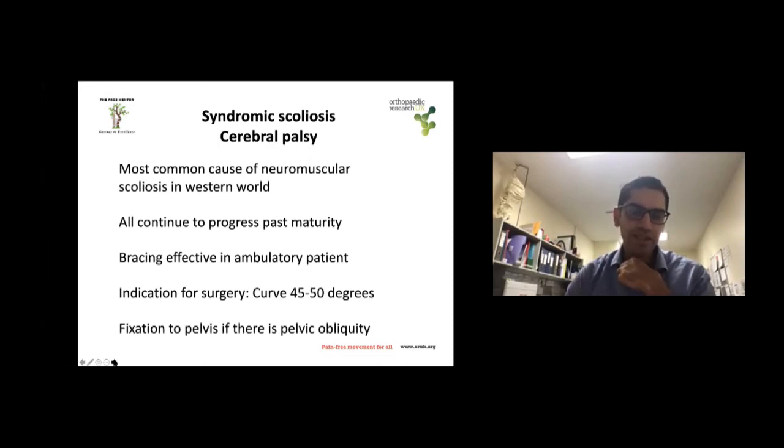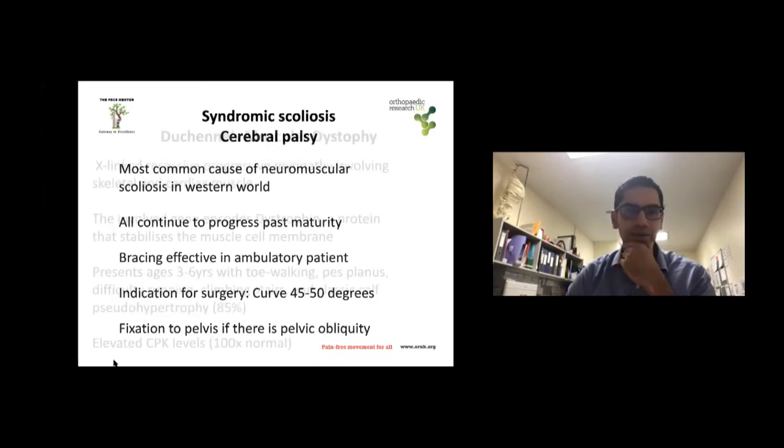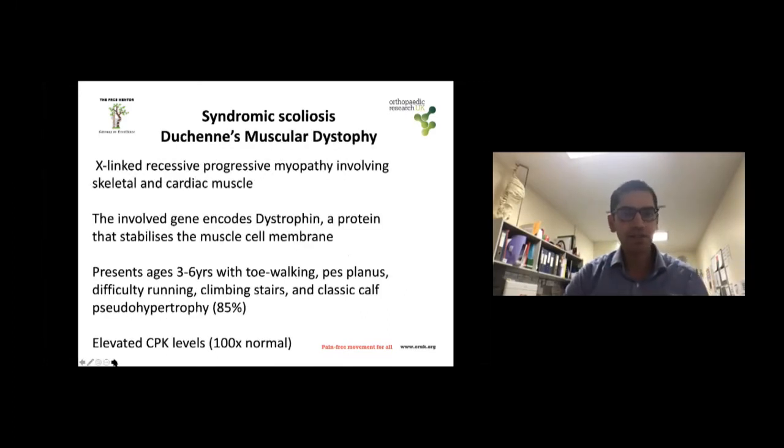When you're fixing these curves, generally you need to fix them down to the pelvis to address the pelvic obliquity. Other conditions, Duchenne's muscular dystrophy. This is an X-linked recessive progressive myopathy involving skeletal and cardiac muscle, and involves a gene that encodes dystrophin, which is a protein that stabilizes muscle cell membranes, and presents usually in the preschool male.